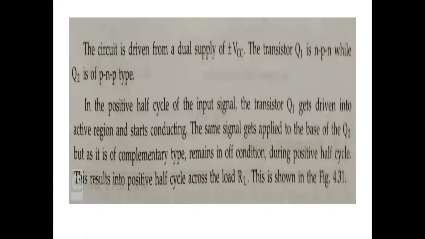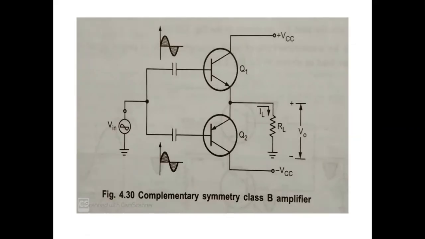So in the positive half cycle of the input signal, the transistor Q1 gets driven into active region. That is, it starts conducting. Q1 is on. The same signal is applied to the base of Q2, but as it is of complementary type, it remains in off condition during the positive half cycle. So this results in a positive half cycle across the load.